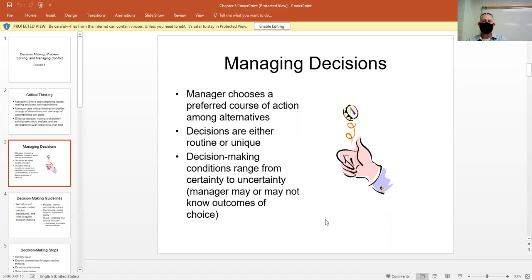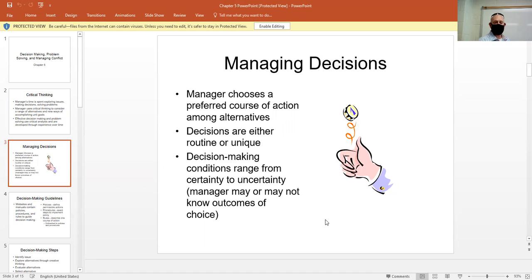So as far as managing decisions, you have to give yourself alternatives. And then as the manager, somebody has to pull the trigger, right? Somebody has to say, this is what we're going to do. This is the direction we're going to go. As a manager, that's what you have to do sometimes. So you choose a preferred course of action from the alternatives, from the choices that you have there. And they're either routine or unique, depending on the situation.